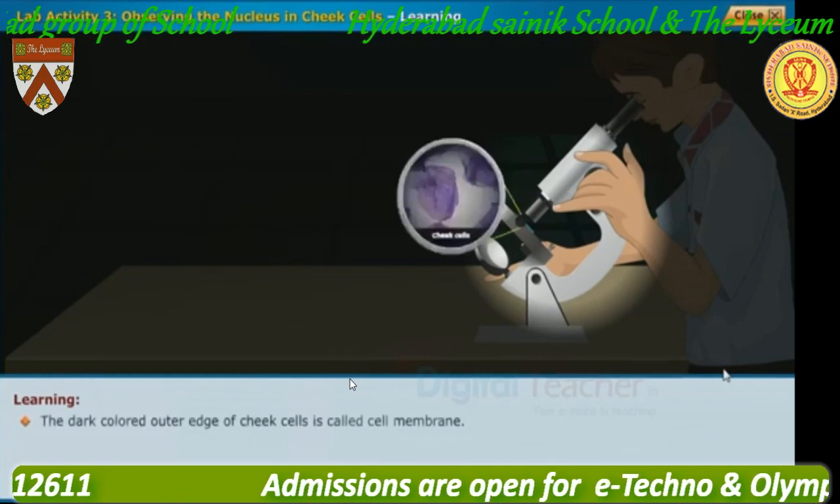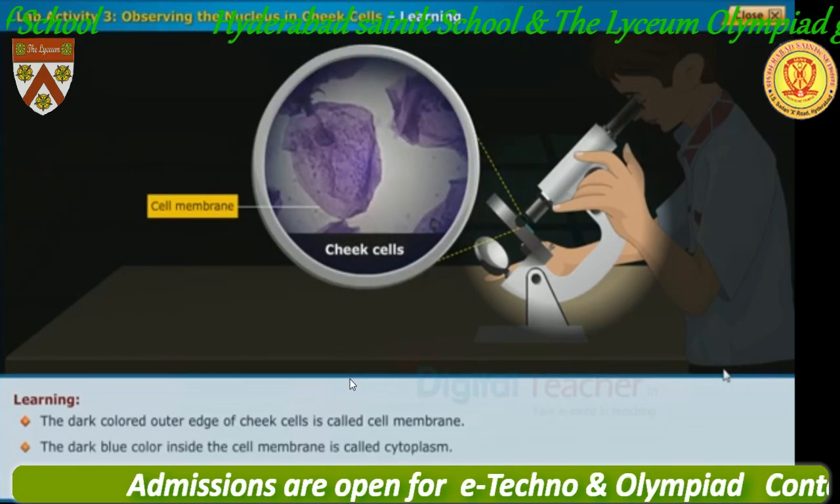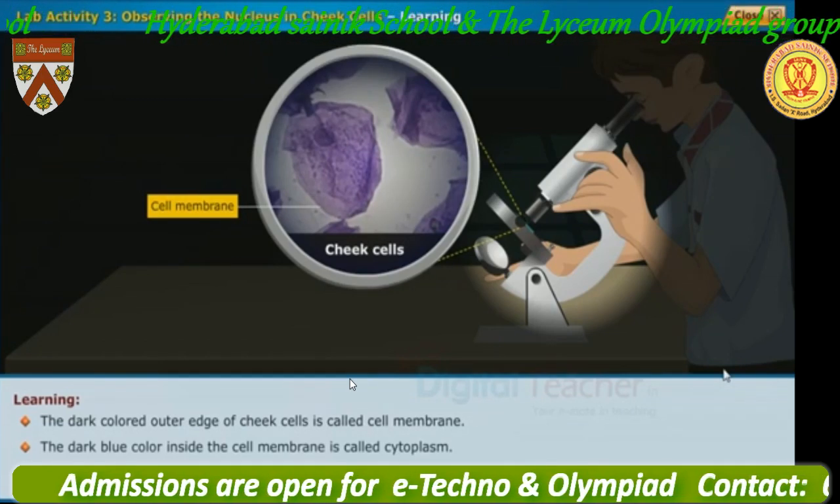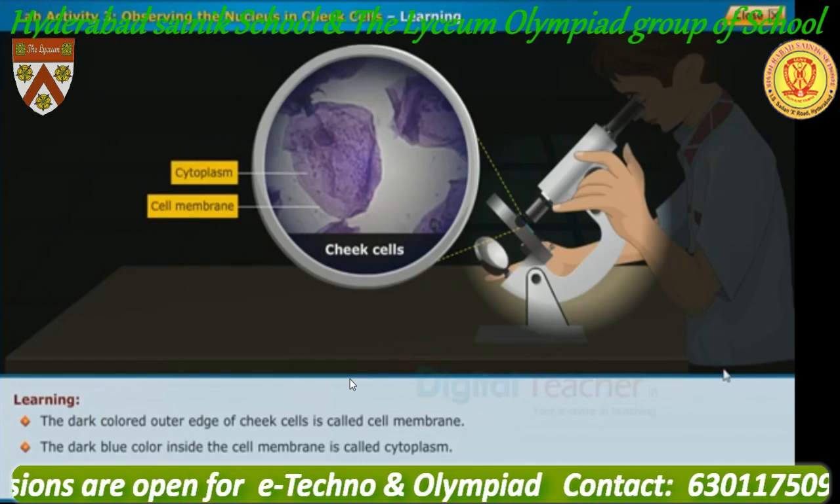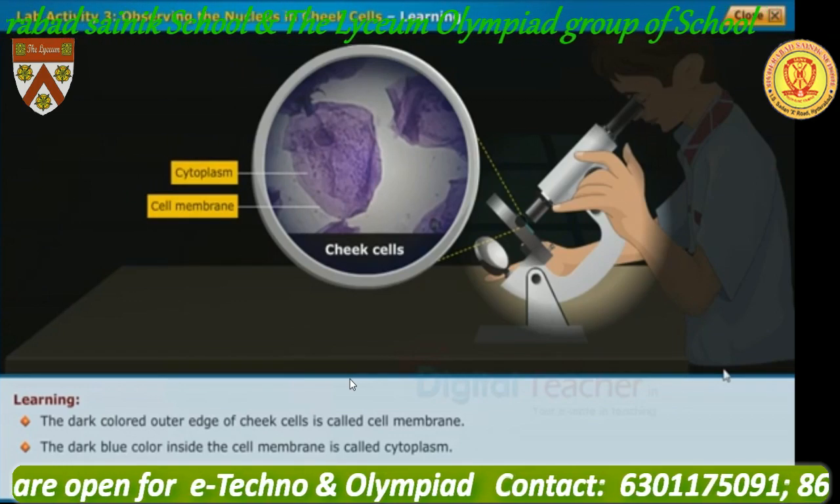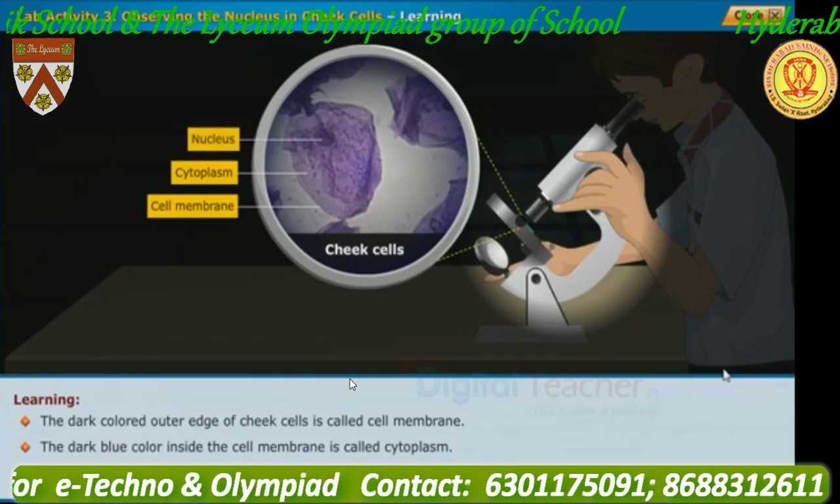The dark-colored outer edge of cheek cells is called the cell membrane. The dark blue color inside the cell membrane is called cytoplasm. Dark-colored spherical and oval-shaped structures near the center of the cell are called the nucleus.